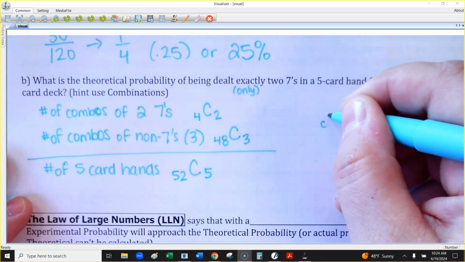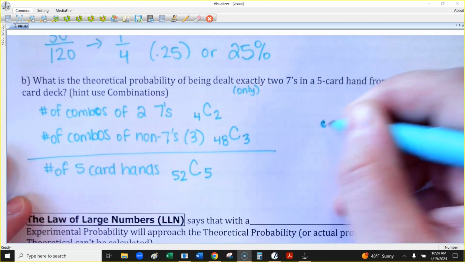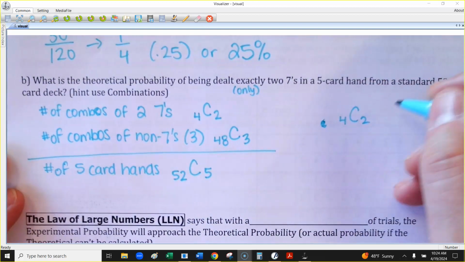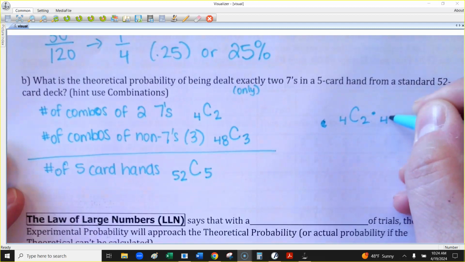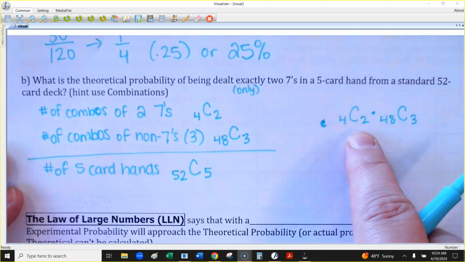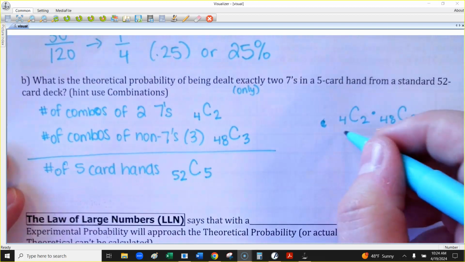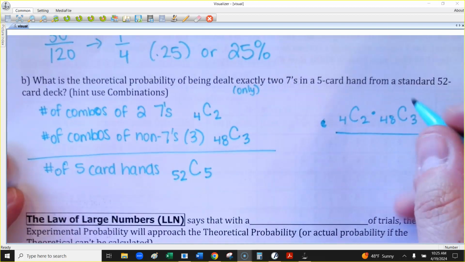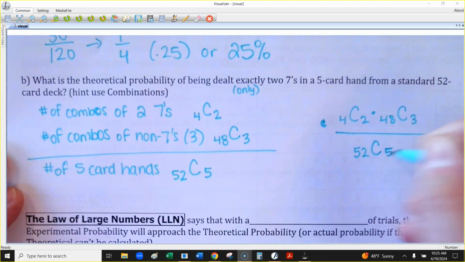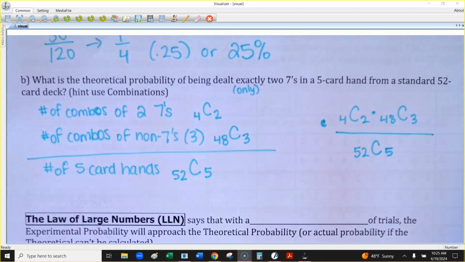So we're going to do the combinations that only have 2 7s times the combination. You can do this all right in your calculator that only have 3. So 2 7s, 3 of any other card, divided by the total number of 5-card hands. It should be. It's a probability, right?